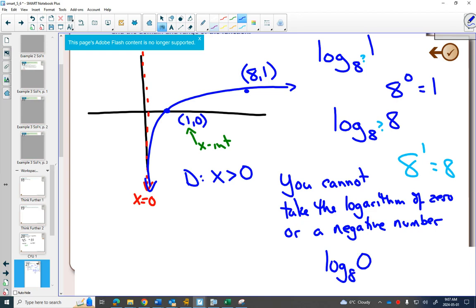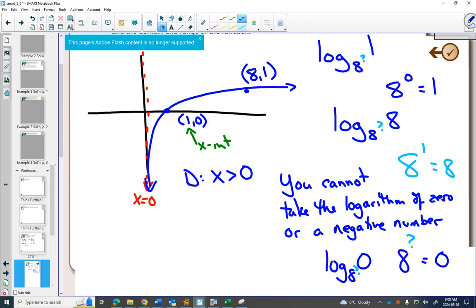Log base 8 of 0 is really asking 8 to what exponent equals 0? Try. It's pretty hard to put an exponent in there that makes it equal to 0. You might say, well, what about 0? Well, 8 to the 0 is 1, so it's not 0. It's obviously not going to be any number bigger than 0, like 8 to the 2, 8 to the 3, that's never going to equal 0.